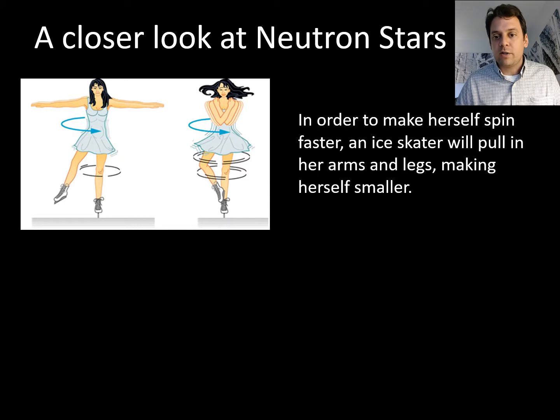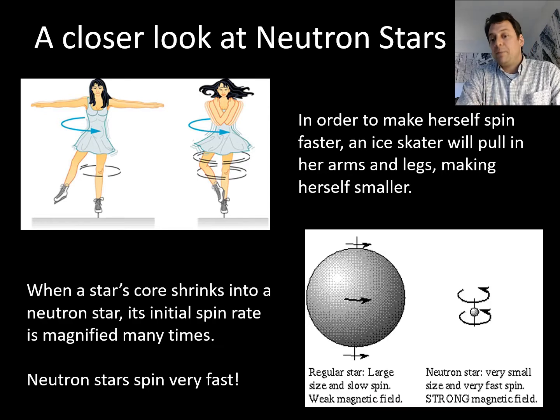Just like if you watch a figure skater, if she has her arms out, she spins relatively slowly, and as she pulls her arms in, reducing her moment of inertia, if you want to put a technical spin on it, pun intended, the rotation rate will speed up. The same thing happens to a neutron star. And because a neutron star is extremely small, it rotates extremely quickly.